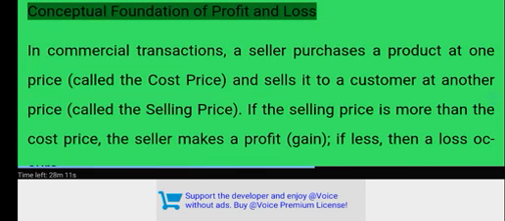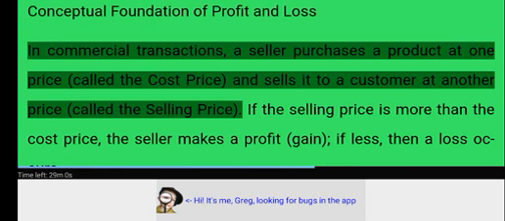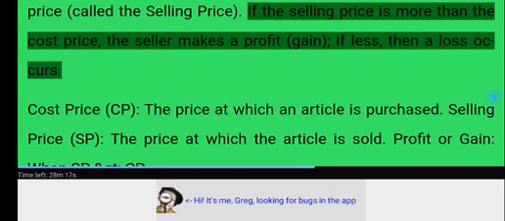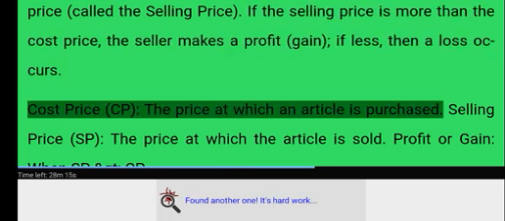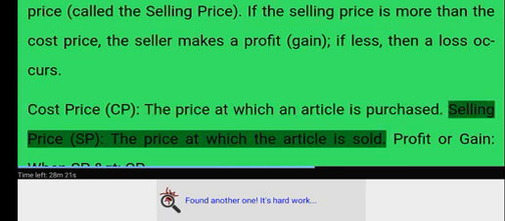Conceptual foundation of profit and loss. In commercial transactions, a seller purchases a product at one price called the cost price and sells it to a customer at another price called the selling price. If the selling price is more than the cost price, the seller makes a profit or gain; if less, then a loss occurs. Cost price, CP, the price at which an article is purchased. Selling price, SP, the price at which the article is sold.